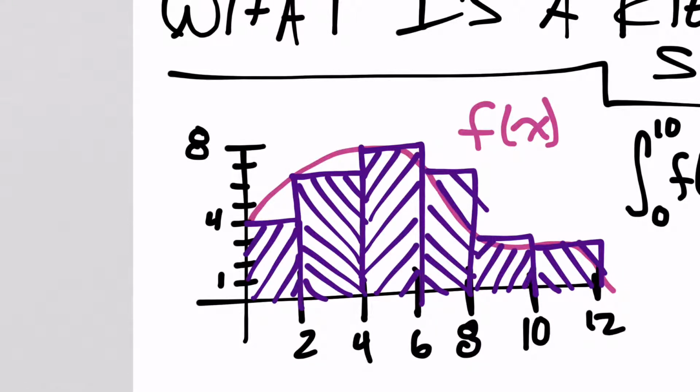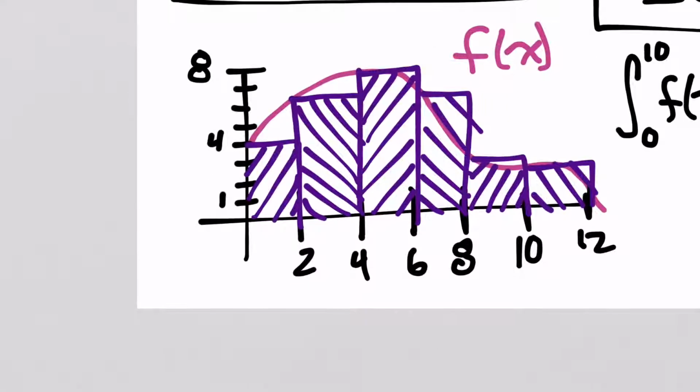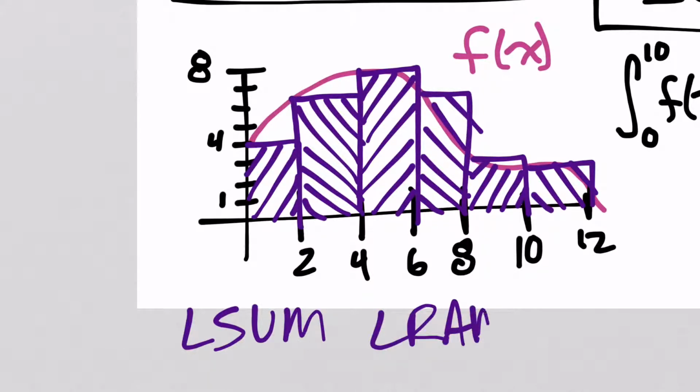So what I've drawn below is an example of a left Riemann sum of 6 equal subintervals. We refer to this as an L sum. You might also see it referred to as an LRAM, a left-handed rectangular approximation method, I guess is what it stands for, but L sum, LRAM, whatever you want to call it, it means this.